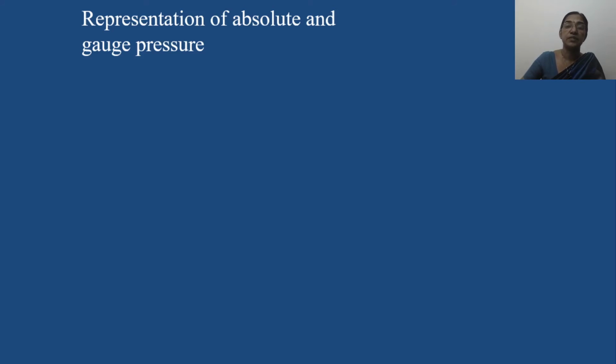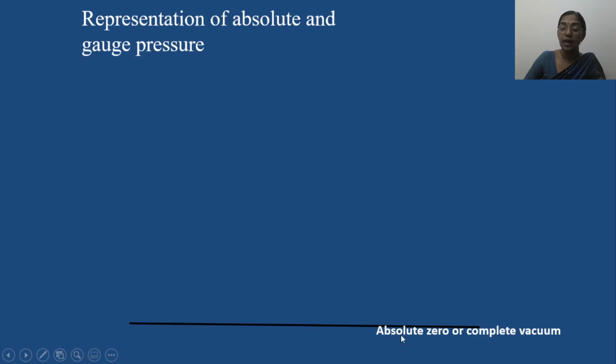There are two systems available for the measurement of pressure. One is the absolute system, that is called absolute zero or complete vacuum, and the other is local atmosphere, or we can call it zero gauge pressure. We can use these two reference levels for the measurement of pressure. If we are measuring the pressure above absolute zero, we refer to that as absolute pressure. But if we are measuring the pressure based on atmospheric pressure as datum, we call that gauge pressure.